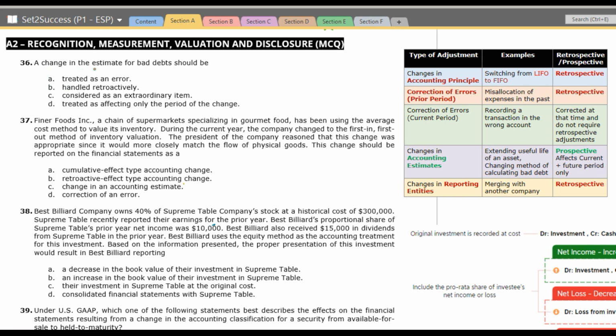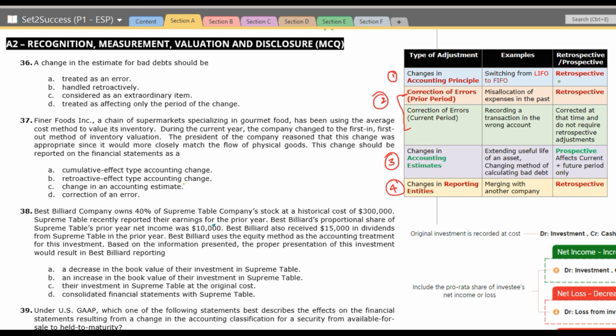A change in the estimate for bad debt should be. So there are various types of adjustment: we have change in accounting principle, change in errors, change in accounting estimates, and change in reporting entities. Let us see how it is done. Change in accounting principle, for example, changing from LIFO to FIFO, or from average cost to FIFO. These changes are classified as changes in accounting principle, and the treatment is retrospective.